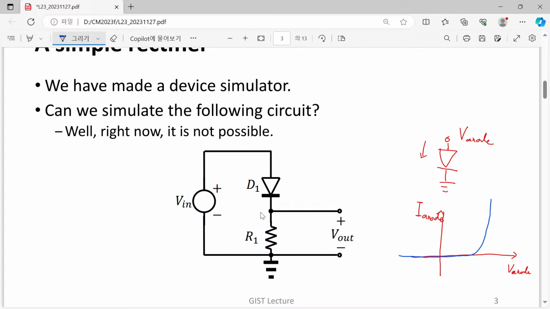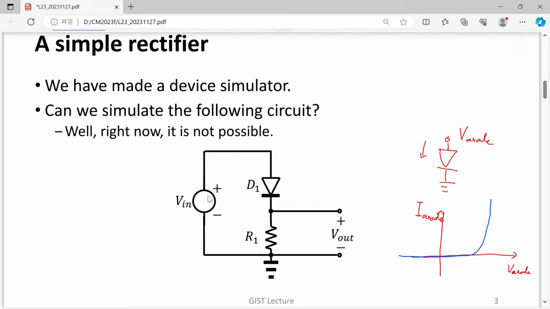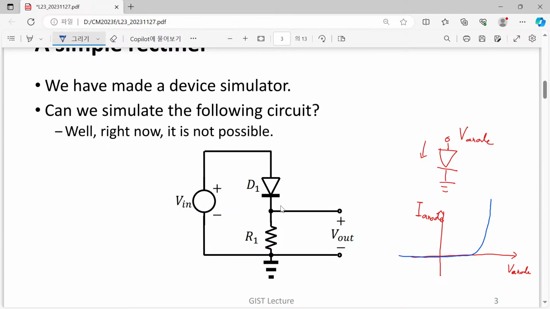Okay, so its behavior is so simple. Here we have a diode, which becomes quite conductive when its bias voltage, the anode voltage, is higher than a certain voltage, for example 0.7 or 0.8. Beyond this level, the diode becomes highly conductive.